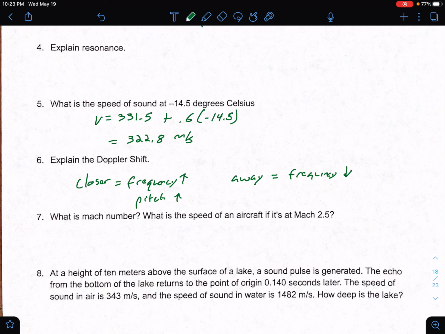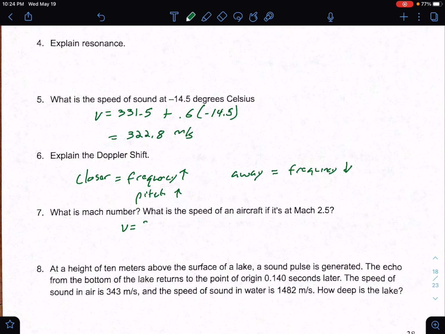7, what is Mach number? Okay, so Mach is just the velocity of sound at a certain temperature. What is the speed of an aircraft if it's at Mach 2.5? Okay, so if I didn't really give you a temperature here, velocity is normally 340 meters per second. So if I'm doing 2.5 Mach, I'm just going to multiply that by 2.5, and that means I'm going 850 meters per second.